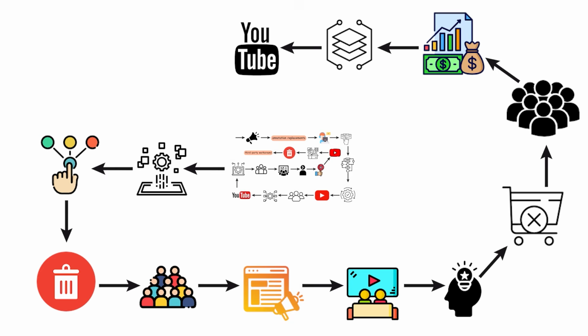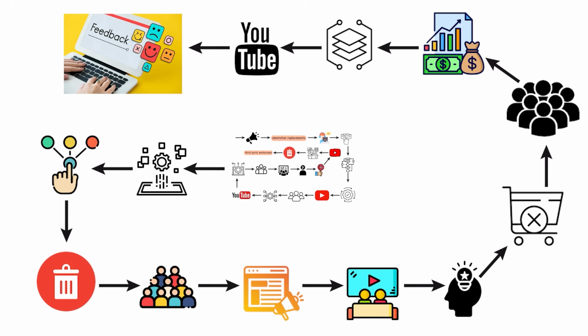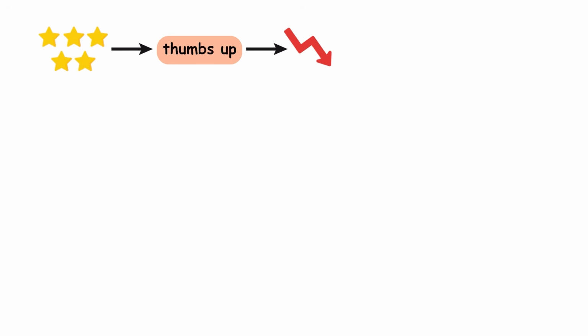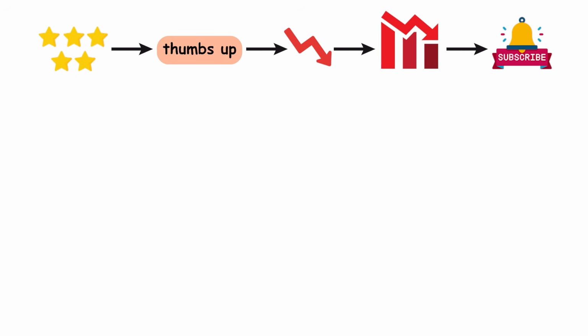YouTube has replaced every viewer feedback system it has shipped with something simpler, and has framed each simplification as progress. 5 stars became thumbs up and down. Thumbs down count became hidden. Exact subscriber counts became rounded. The chronological subscription feed became an algorithm.